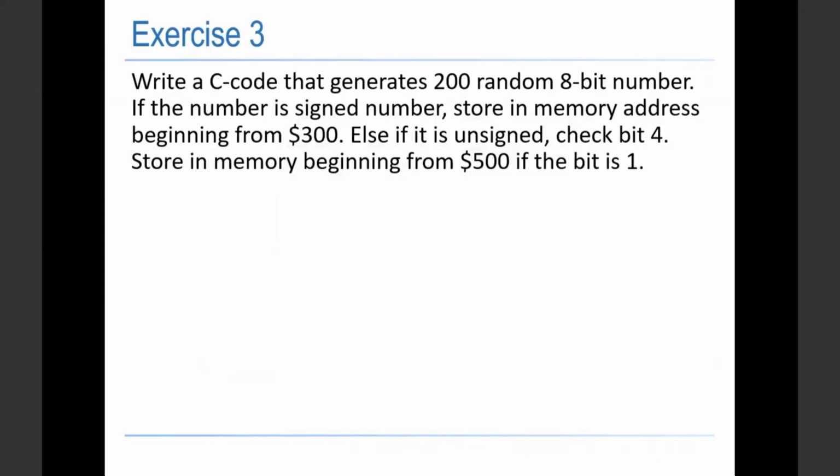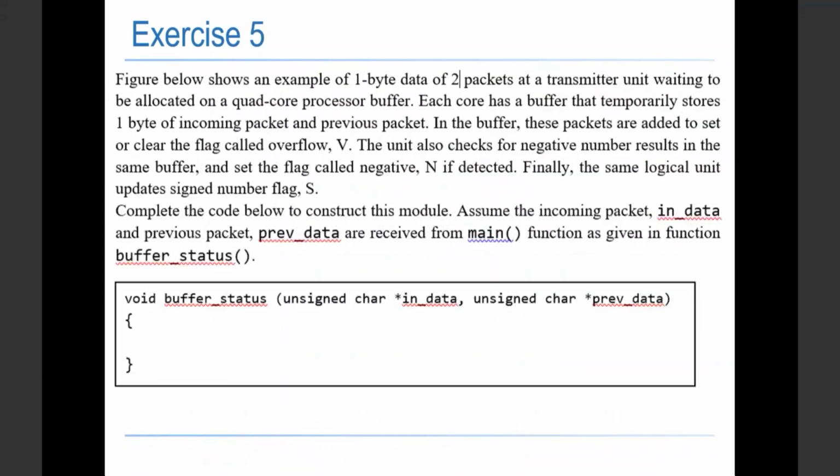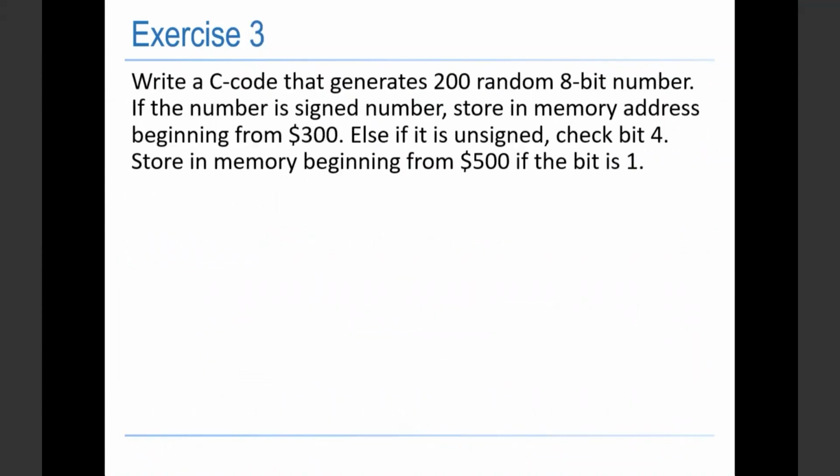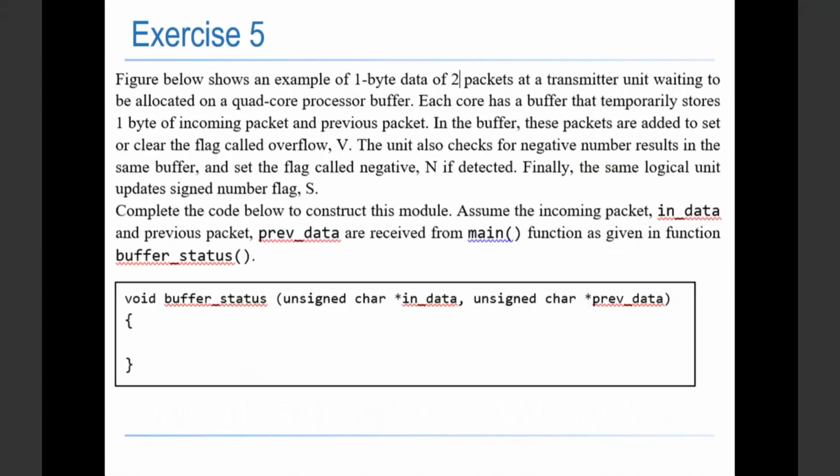For exercises 3, 4, and 5, this becomes your individual assignment. Please do exercises 3, 4, and 5. Make sure that the program is executable. I will copy the program, put it into the compiler and check whether the result is correct or not. So this is your individual assignment: you need to do exercises 3, 4, and 5.